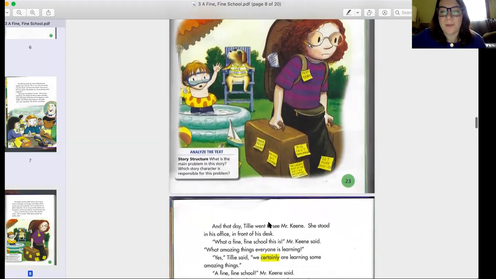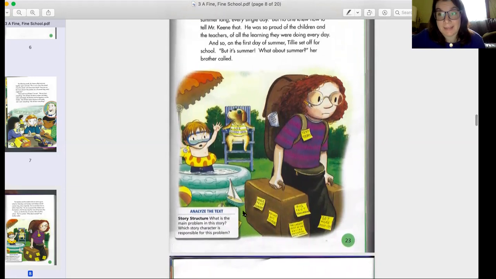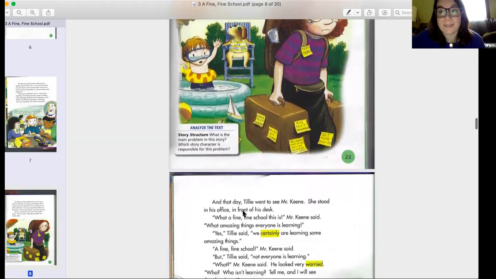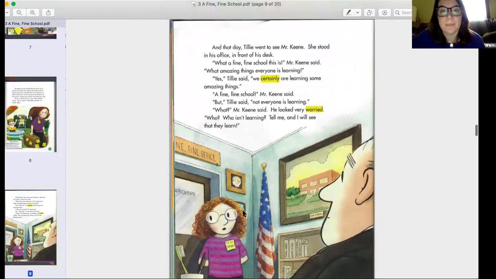So what is the main problem of the story? Do we think we know our problem yet? I think we might have figured out our problem. The problem is what? That's right. Mr. Keen wants the kids to go to school every single day. That's a problem. Let's see how this problem is solved, or conflict.